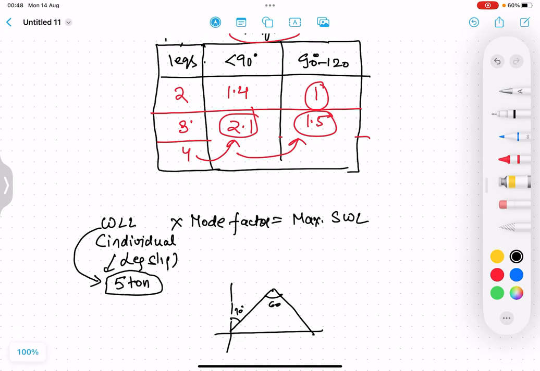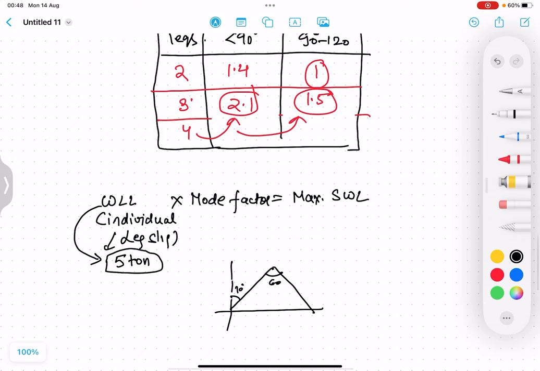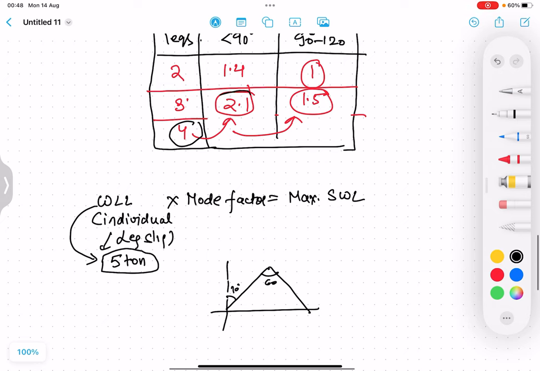And suppose we are using 4 slings to lift some load, using the 4 legs. If the included angle is less than 90 degrees, then the mode factor is 2.1. So WLL is 5 ton, individual 5 ton, into 2.1, which is 10.5. So this is the maximum SWL.